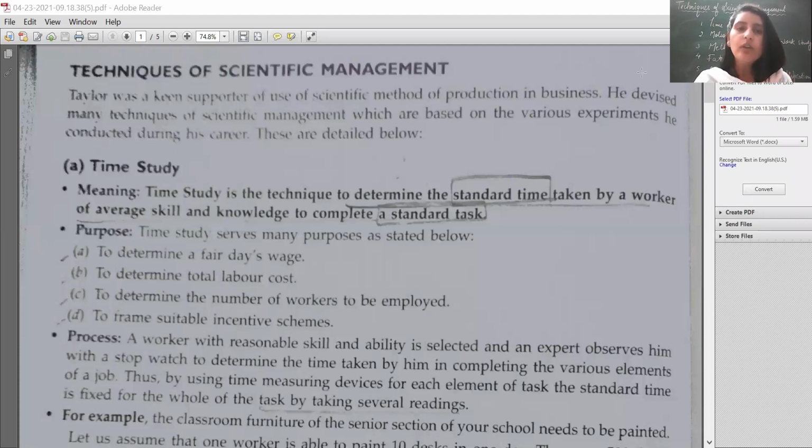Number 4 is to frame suitable incentive schemes. Now, what is this incentive scheme? Incentive scheme we are going to study in the 7th technique. When we study it, you will come to know. Incentive means if we have set the target of 2 boxes and someone is manufacturing 3 boxes, then we will pay him extra salary, extra wage as an incentive. So this is what is calculated here.